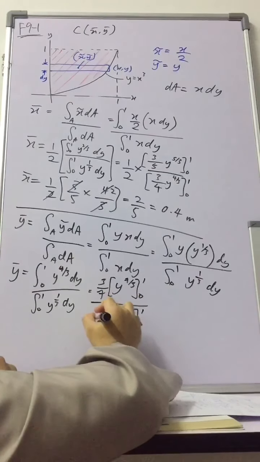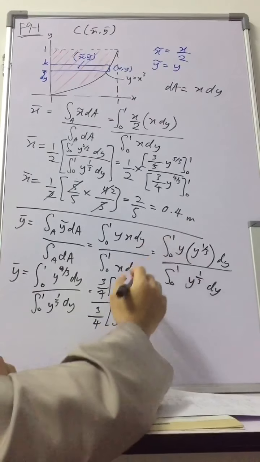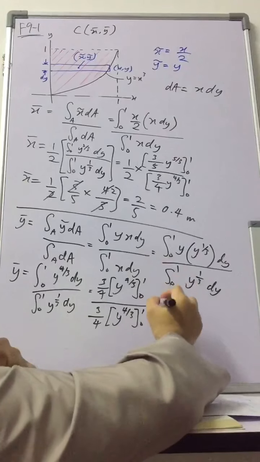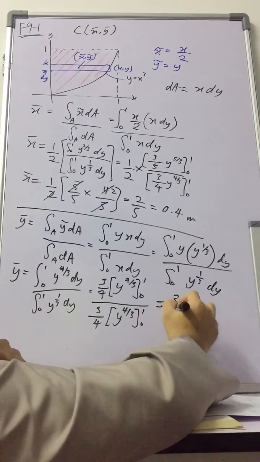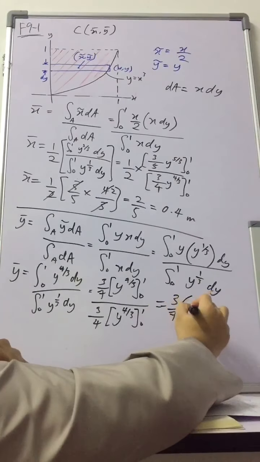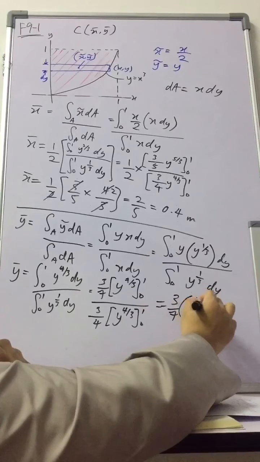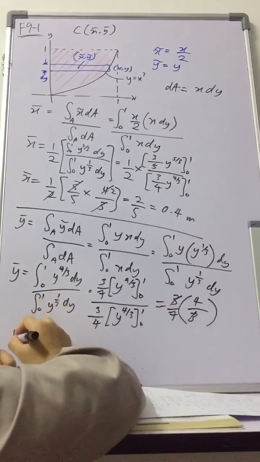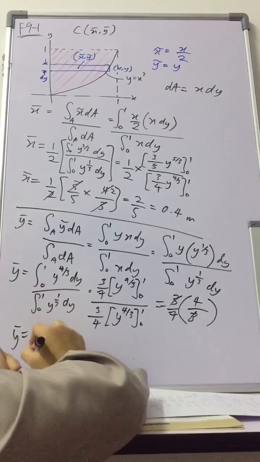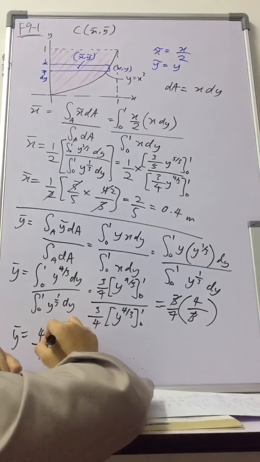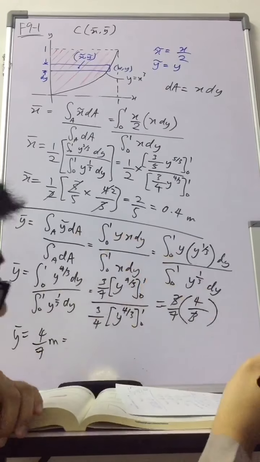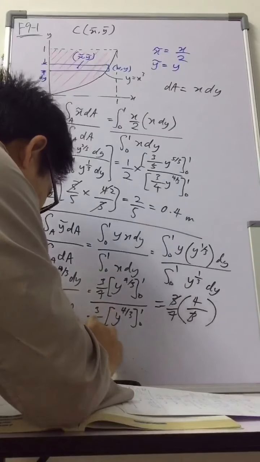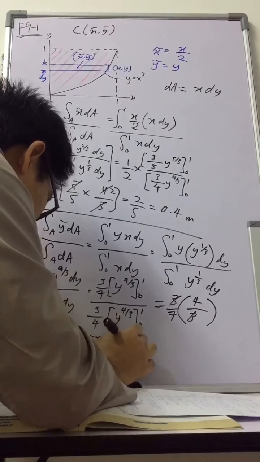And the coefficient will be taken out, 4 over 3. If you substitute 1 and 0, it becomes 1 in both brackets. So now it becomes 3 over 7 times 4 over 3. So you have 4 over 7 here. So y bar equals 4 over 7 meter, or 4 over 7 is 0.571 meter.